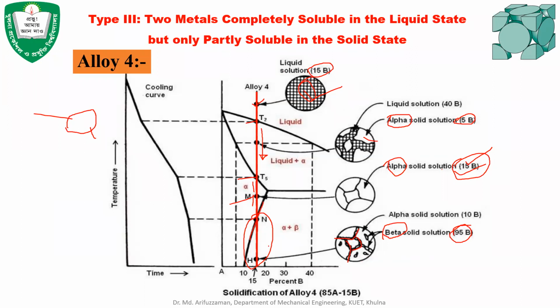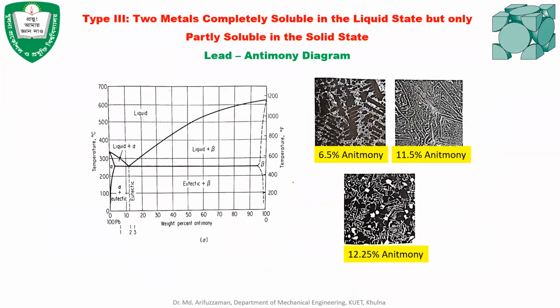Okay, that's it about type 3 diagram. This is how the type 3 diagram works. And if we want to see a real life example of type 3 diagram, this is one example, which contains the lead and antimony diagram. Element A is lead and element B is antimony. That means 100% lead is in here and 100% antimony is in here.